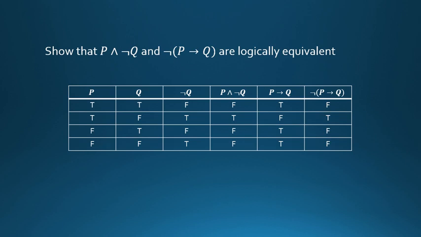So now, again, looking back at these two columns, P and not Q, as well as not P implies Q, we see that we have F and F, T and T, F and F, F and F. And thus, whatever truth values we have for P and Q here, we have the same truth values there.